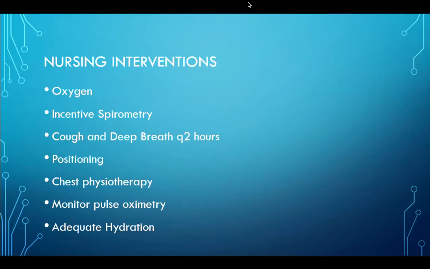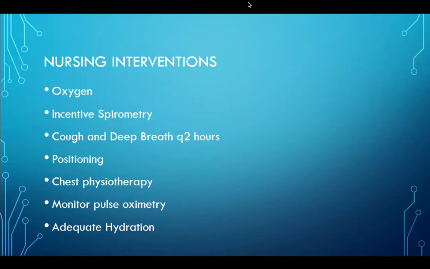Interventions are going to be similar for your chronic airflow limitation patients. We want to provide oxygen. We want to encourage incentive spirometry to facilitate deep breathing and stimulate coughing. Cough and deep breathe every 2 hours. Positioning, have the bed up. High Fowler's promotes lung expansion. Chest physiotherapy helps to loosen secretions. They will be placed in various positions to help mobilize those secretions by percussion, vibration, postural drainage, and suctioning.